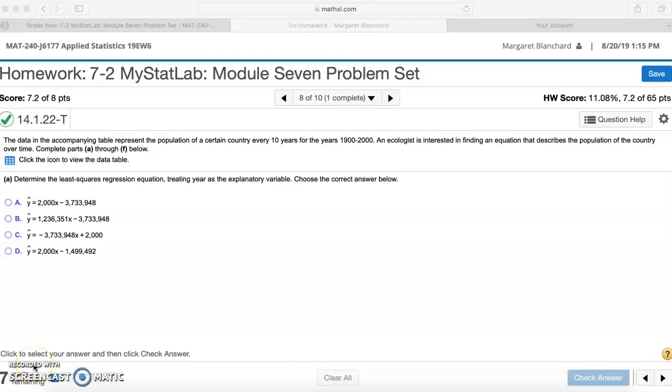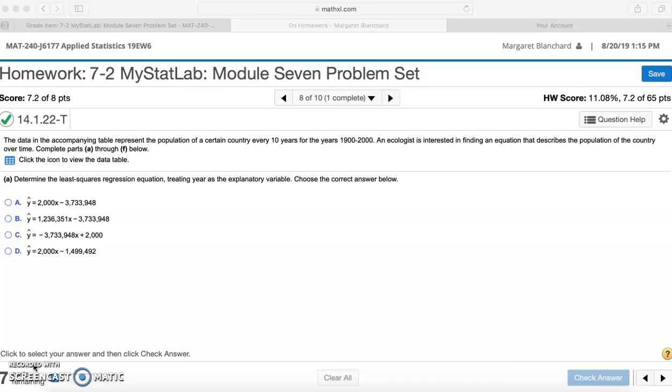Module 7, problem number 8. The data in the accompanying table represent the population of a certain country every 10 years for the years 1900 through 2000. An ecologist is interested in finding an equation that describes the population of the country over time. Complete parts A through F below. And we see there the icon for the data table.